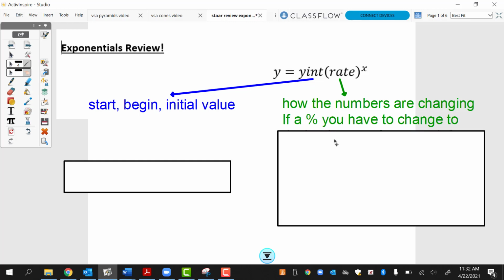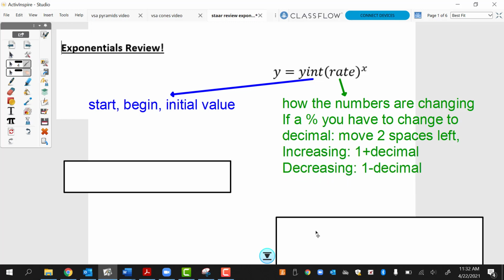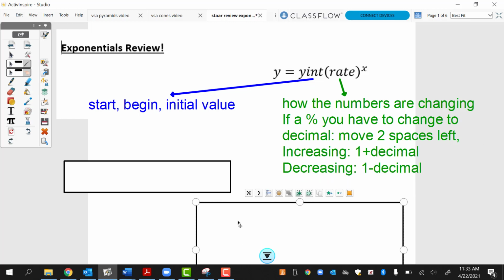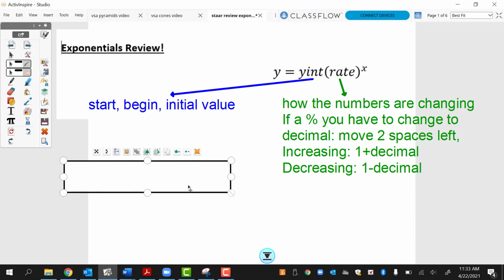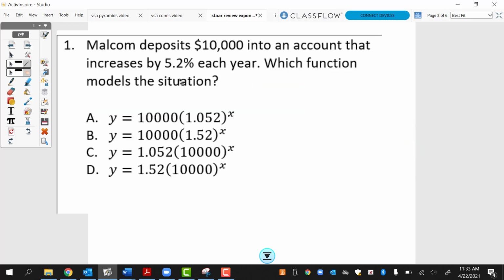So if it's a percent, sometimes they'll say it grew by 10%, okay? You have to change it to a decimal. How do you change it to a decimal? You move 2 spaces to the left, okay? But you don't just move to the left. You also have to do 1 plus or 1 minus, depending on whether it's increasing or decreasing. So if it says increase, you have to do 1 plus the decimal. Decreasing is 1 minus the decimal. So let's do some examples.